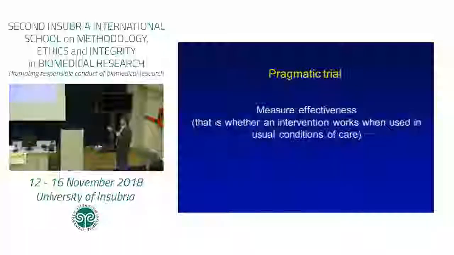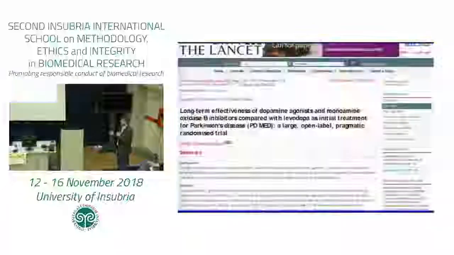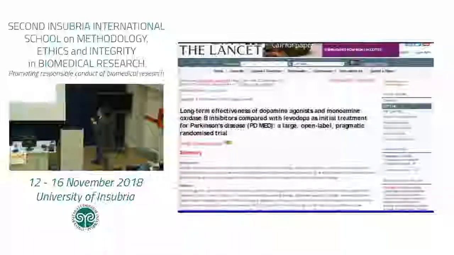We are now measuring not only efficacy, the effect of an intervention in the hypothetical world of the randomized controlled trial, with ideal patients, not daily patients. Now we are trying to see if an intervention works when used in usual conditions of care. So we are trying to measure effectiveness, and the trials are trying to be as pragmatic as possible, more similar to what goes on every day in every clinical unit. That's an example.